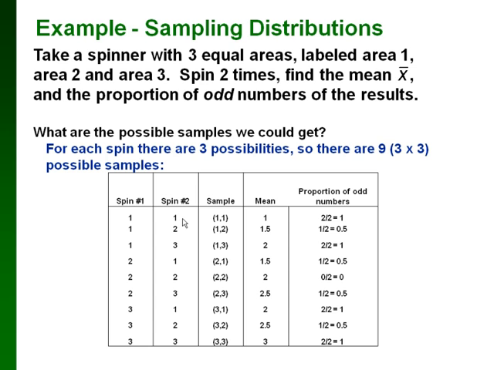So here's spin 1 and spin 2. So here are our 9 samples. Then we can calculate the mean for each sample. And for this column, if we look at the proportion of odd numbers in the sample, for example, in this sample 1, 1, both numbers are odd. So our proportion is 2 out of 2, or 1. So our different possible proportions of odd numbers are either 1 or 0.5 or 0.